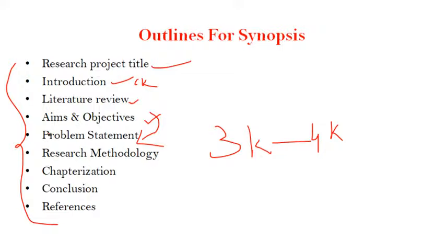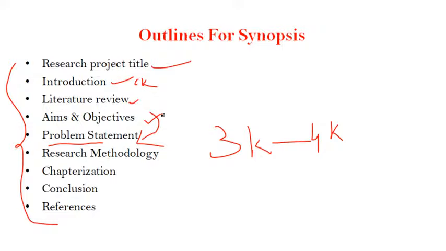Until we know the statement of our problem, and which area we are going to target, without knowing all these things, we can't make the objectives of our research. So it is better to go for the problem statement after the literature review. But in some studies, they mention the aims and objectives before the problem statement. That is not a big matter.